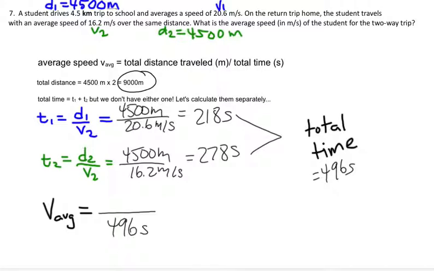The total distance is 4,500 times 2, which is 9,000 meters. So I end up with a pretty simple problem. 18.1 meters per second is the average speed for the entire trip.